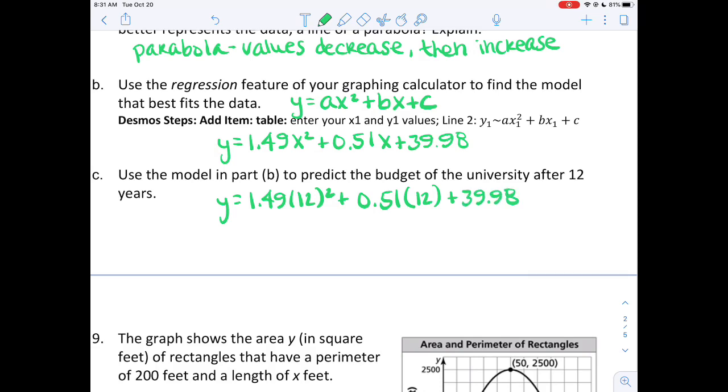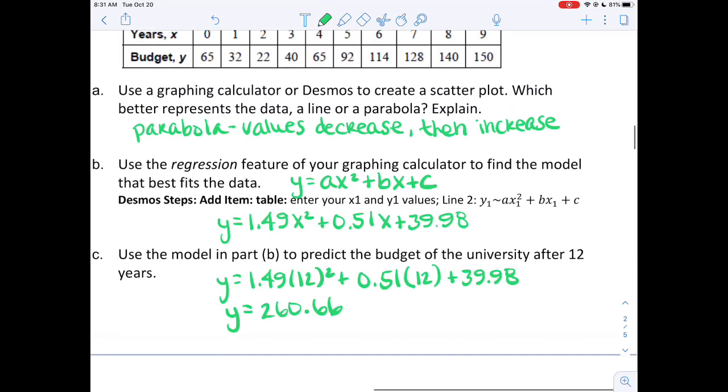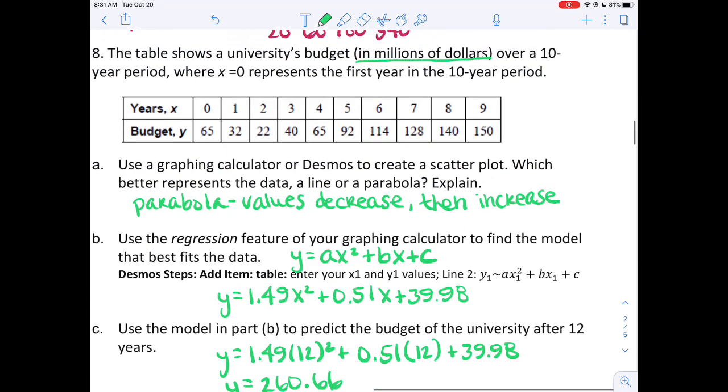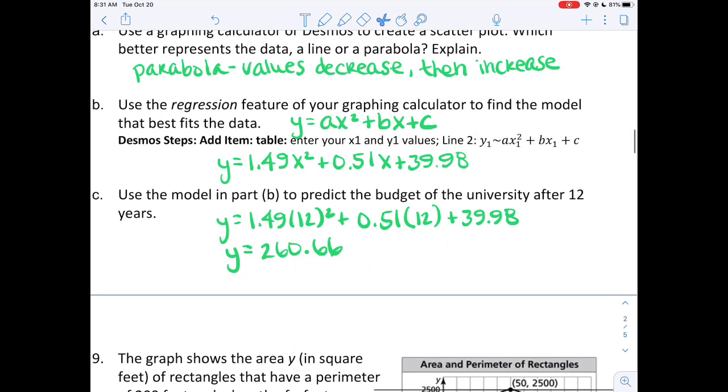If I put all of this in my calculator, I'm going to get a value of y equal to 260.66. Putting that into the context of the problem, remember that y was our budget in millions of dollars. So to write our final answer, or our budget, that's equal to $260,660,000.